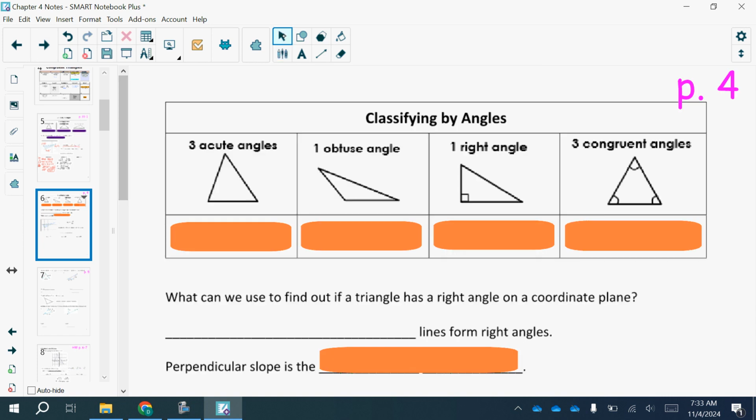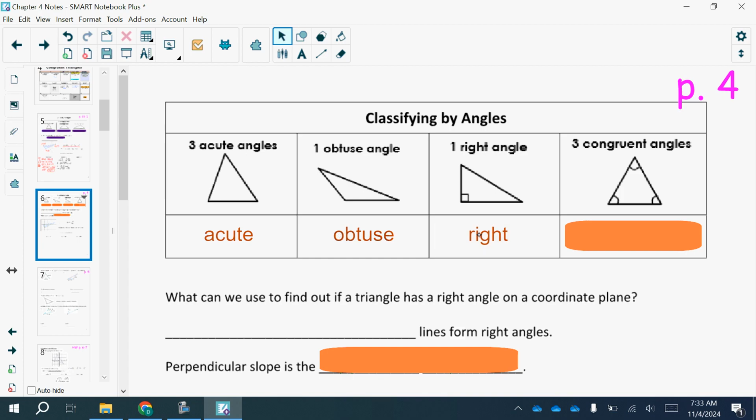So classifying by angles, if you have three acute angles, that's an acute triangle. If you have one obtuse angle, it's an obtuse triangle. One right angle, it's a right triangle. And if you have three congruent angles, that's an equiangular triangle.